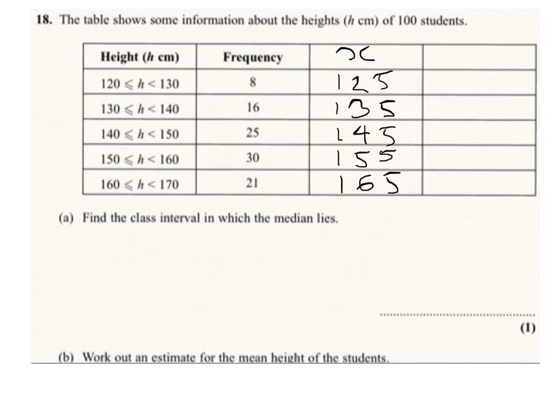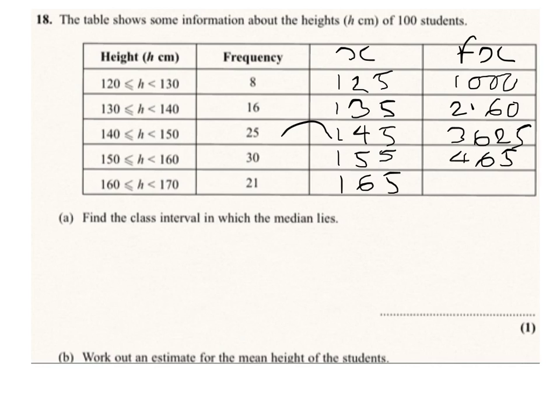We now need to use a calculator to multiply 8 times 125. So 8 times 125 is 1,000, 16 times 135, 2160, 25 times 145, 3625, and then the other totals are 4650 and 3465. I'm working out the mean. I'll do the median after I've done the mean. So I now need the total of the fx column, so I'll do that next, which comes to 14,900.